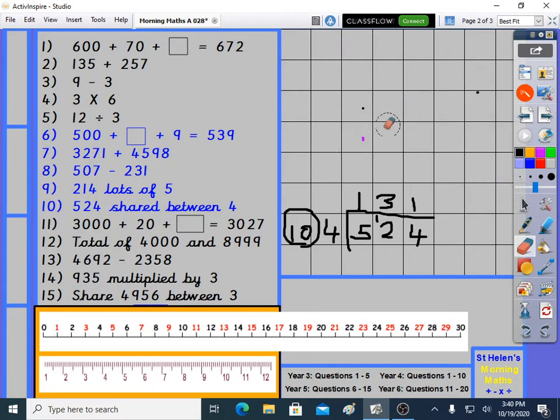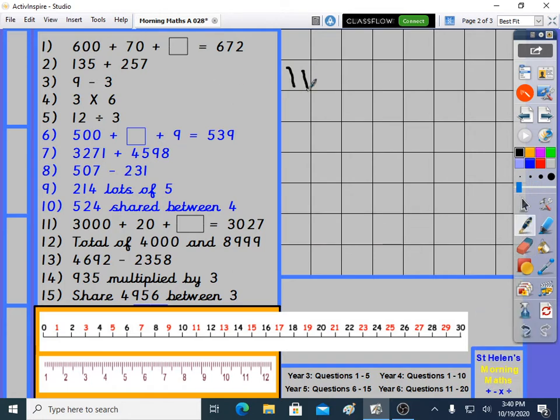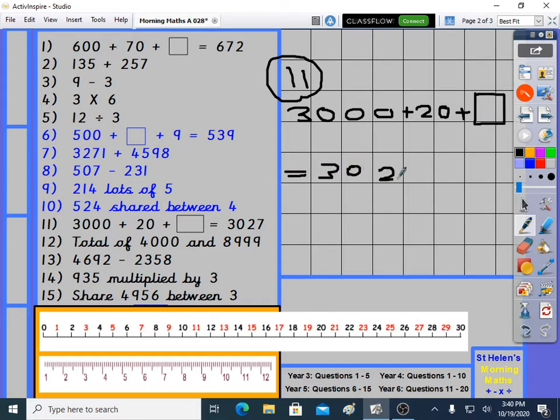And on the year 5 level work, question 11. 3,000 plus 20 plus a mystery equals 3,027. So you can hear the 3,020 when you say 3,027. What's missing is the 7 units. 7. And we're on to question 12.